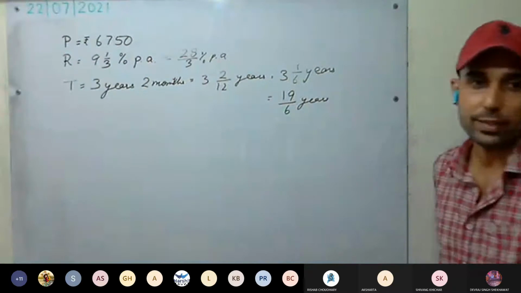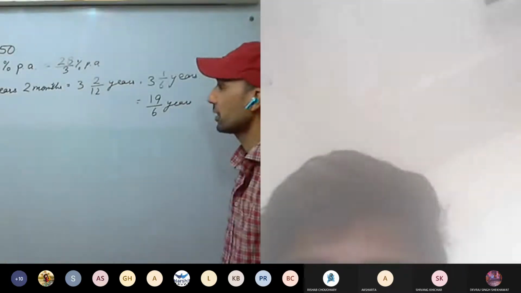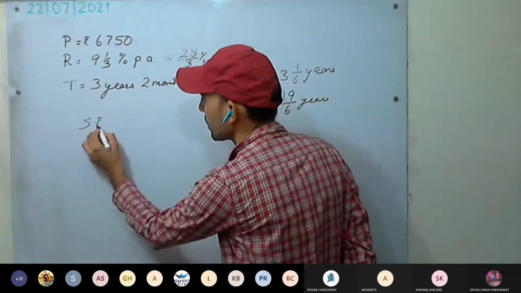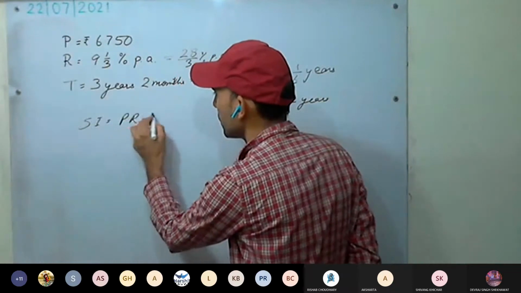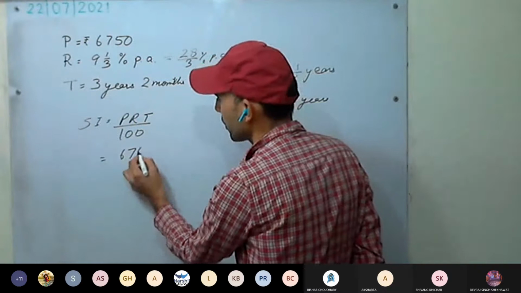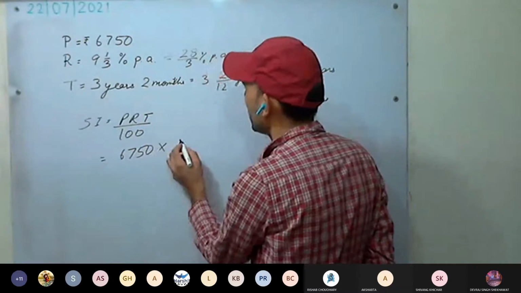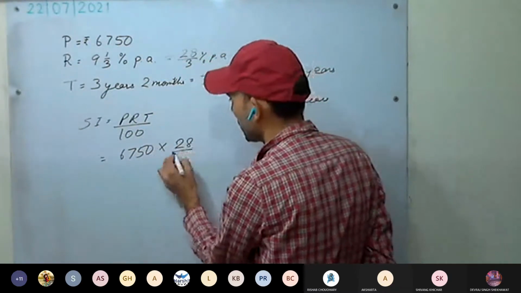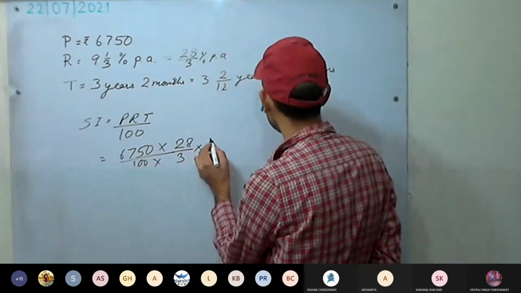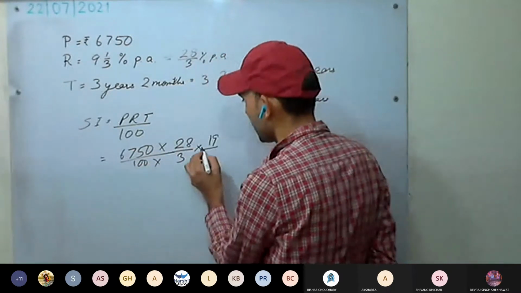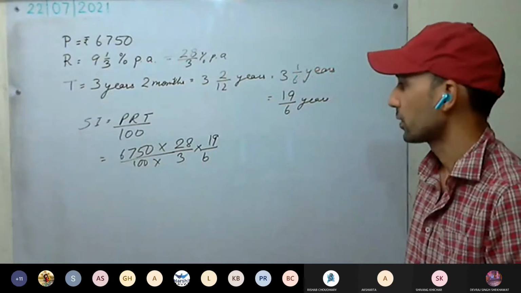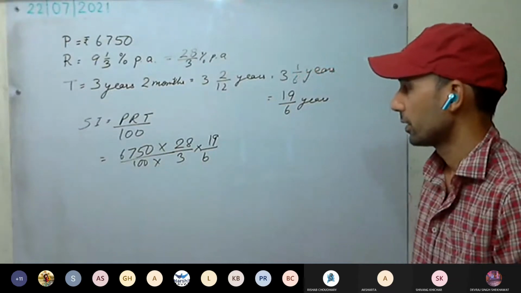Calculate the simple interest, everyone. Write the formula first and calculate it. Principal 6750 into 28 divided by 3, divided by 100, into 3 into 19 by 6. Solve it, everyone.